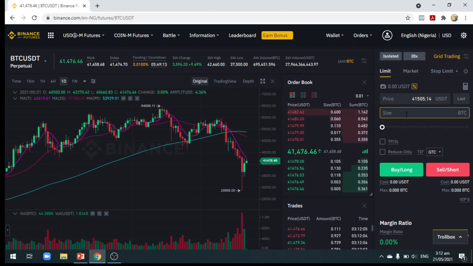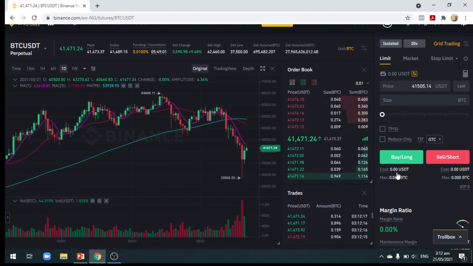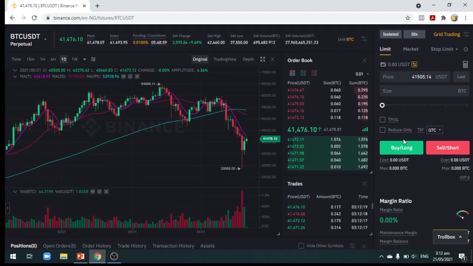trading. So for emphasis, if you're buying, you are simply saying that you are expecting the price of that particular coin to rise, and if the price of that coin rises, then you'll make profit. And if you're selling, or if you go short, as the case may be, it means that you're saying that the price of that underlying asset is going to drop. And when the price of that asset drops, you make profit.